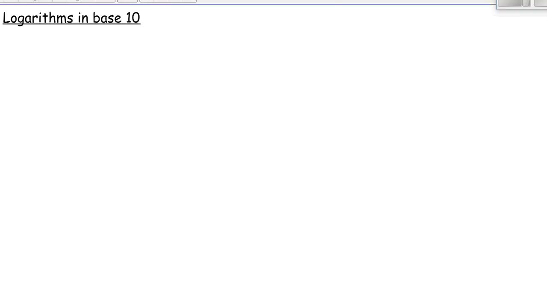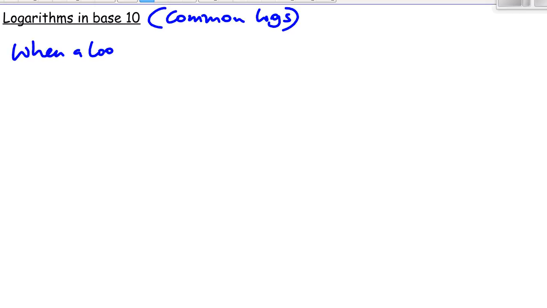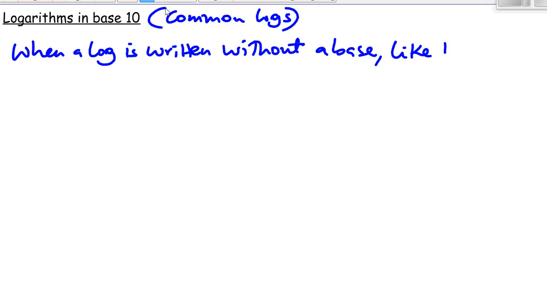Logarithms in base 10 are also called common logs. Now, when a logarithm is written without a base, like this, log 5, it doesn't mean that that log does not have a base. Of course, it has to have a base. This means that the base is 10.